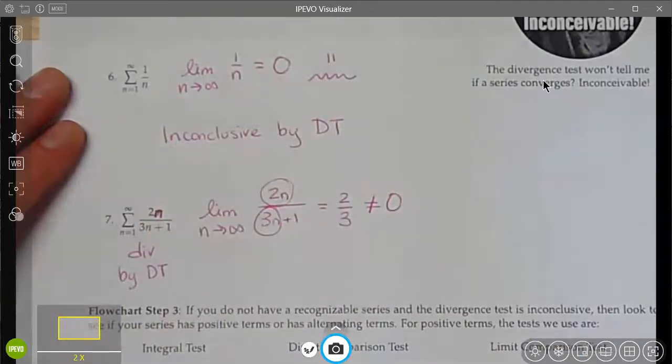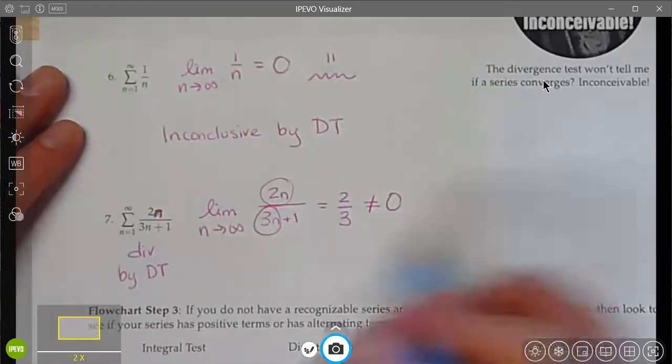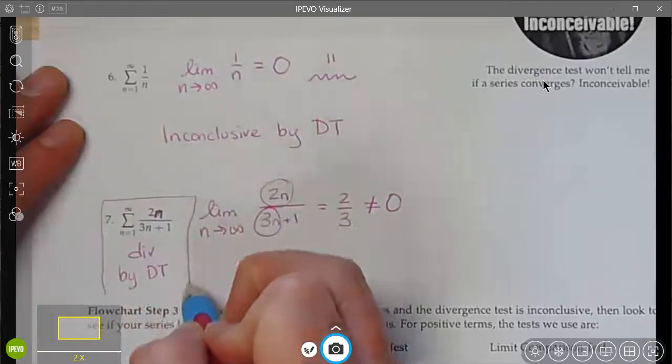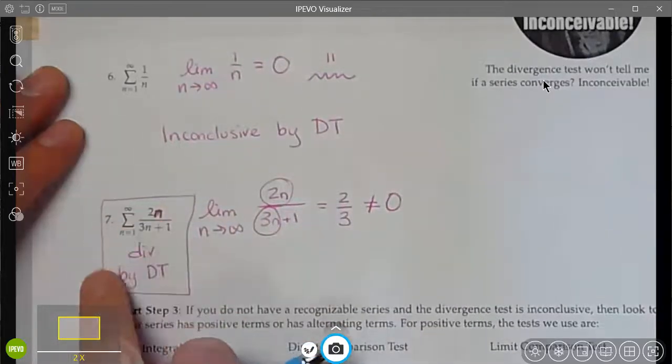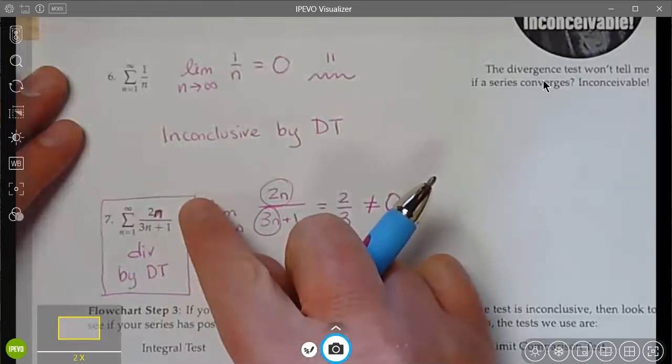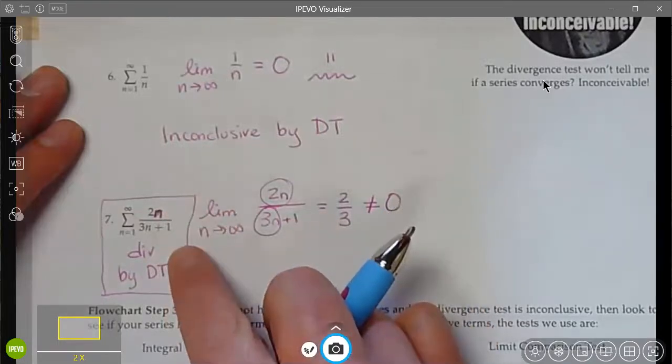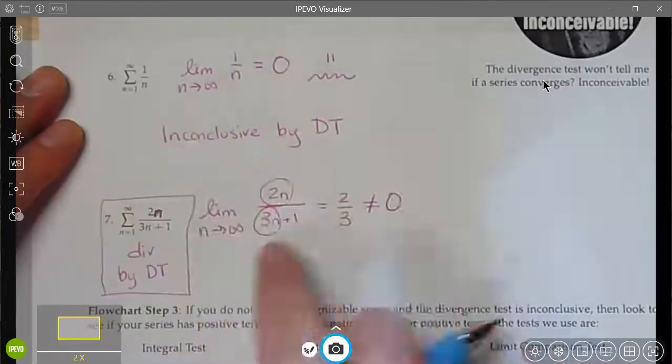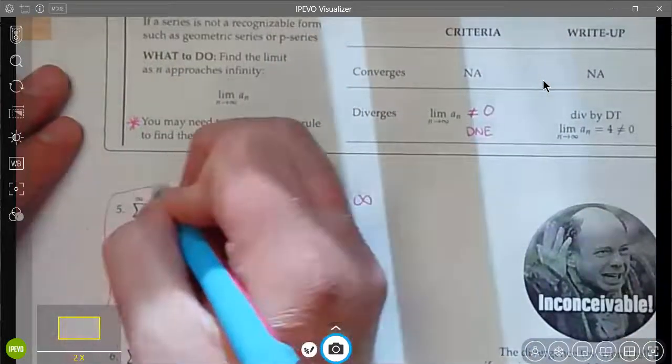Now, I want to point something out here in terms of writing this up. Technically, your write-up includes all of this. This is why I leave a little bit of space over here. Then I don't have to rewrite this series down. I can just use the existing series here, write diverges by the divergence test, put a box around it, and then show my work over here. It's the same thing with number 5. I just want to stick a box around that as my conclusion.